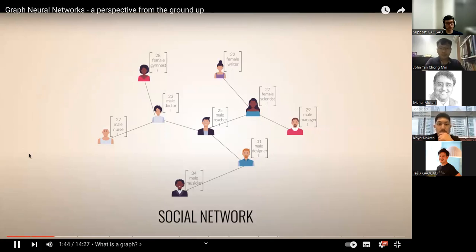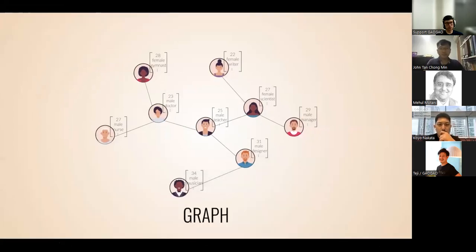This web of data can actually be viewed as what we call a graph in computer science. But what is a graph exactly?